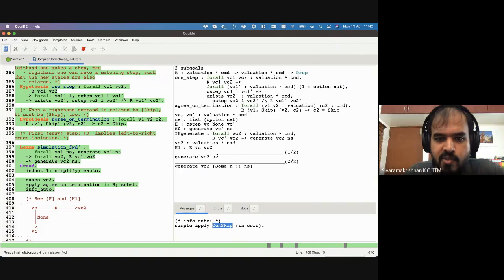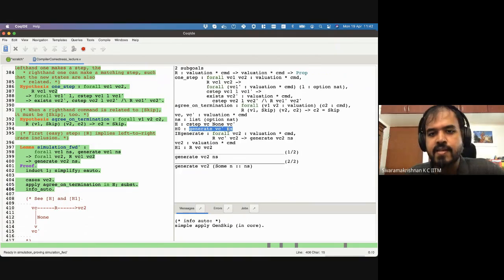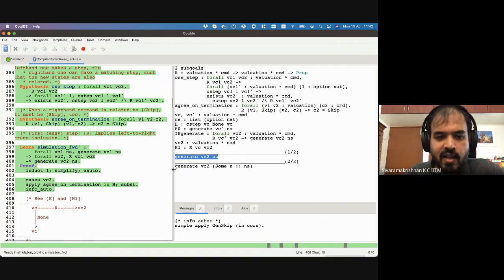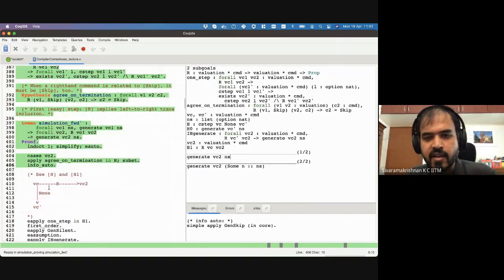This one corresponds to the left-hand side taking a step, right? C step VC to VC prime, emitting a silent label. VC is related to VC2, and VC prime generates an NS. I need to show that VC2 also generates an NS. This is all a little bit all over the place, so I have a little figure drawn here.